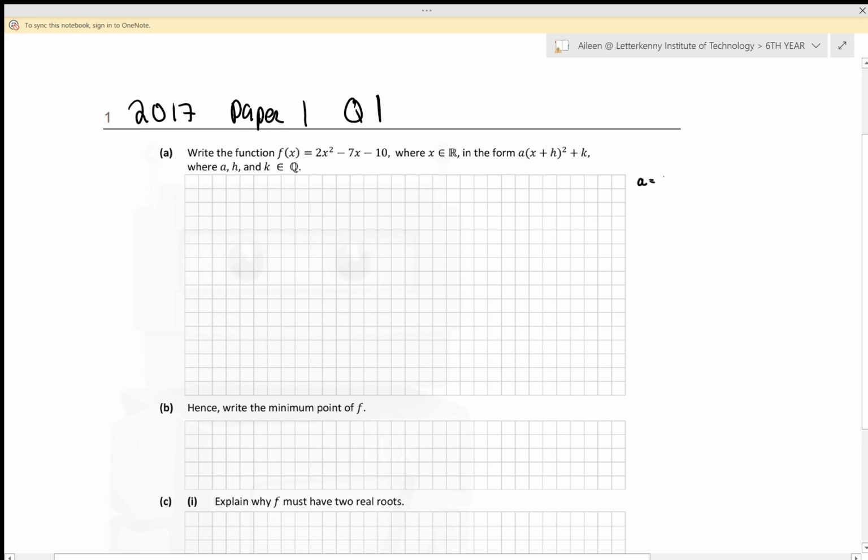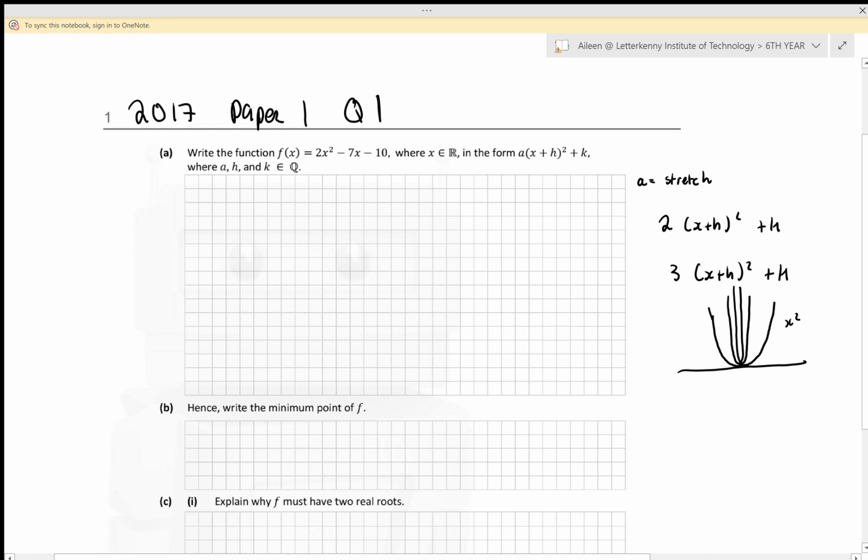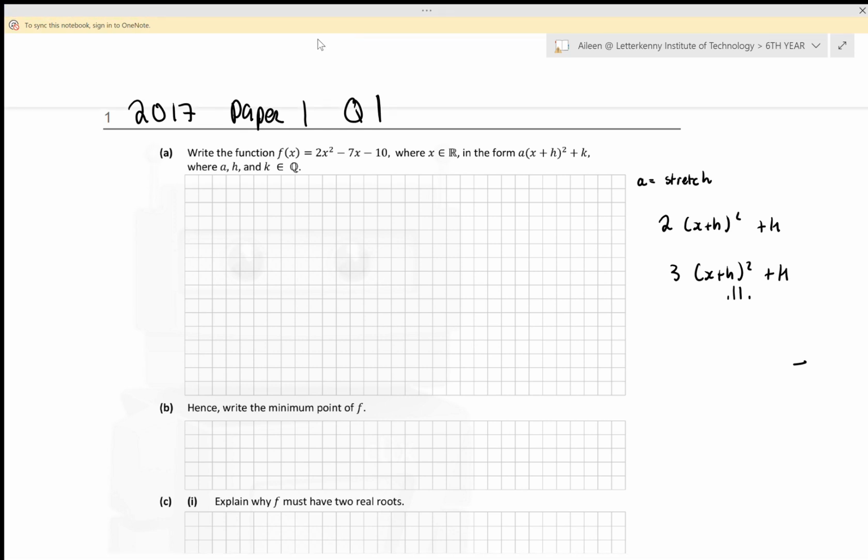The value of a tells you the stretch, i.e. if it's 2 times (x plus h) squared plus k, or 3 times (x plus h) squared plus k, it tells you how much your graph has been stretched. So if this is x squared, 2x squared would look like this, and 3x squared would be even more stretched. So the value that's in front there, which is the same as the coefficient in front of your x squared, that's it here, this tells you the stretch.